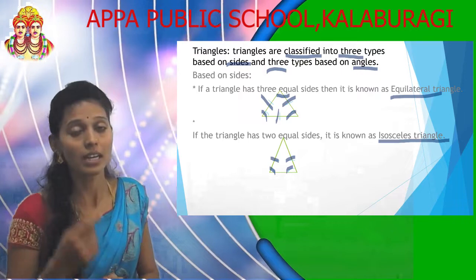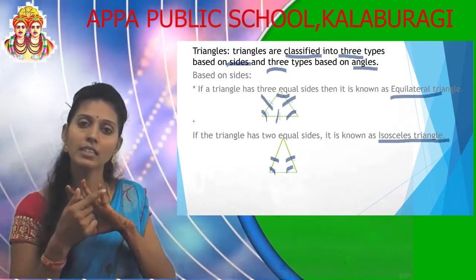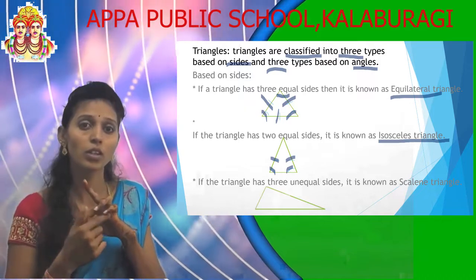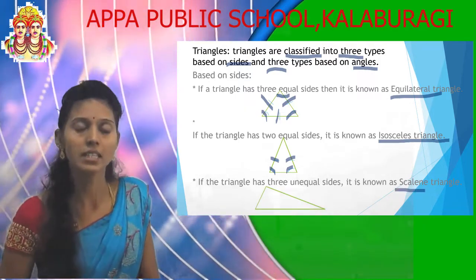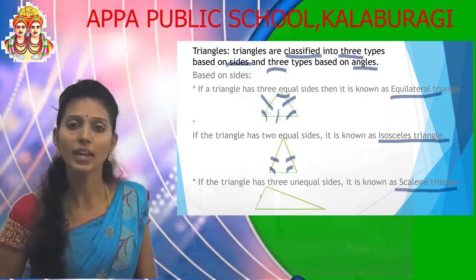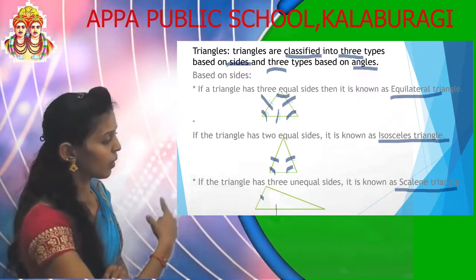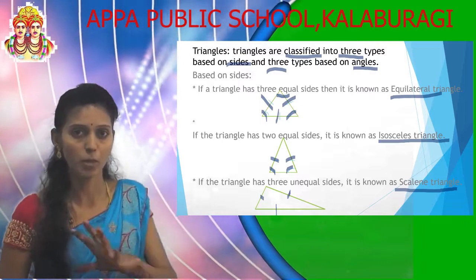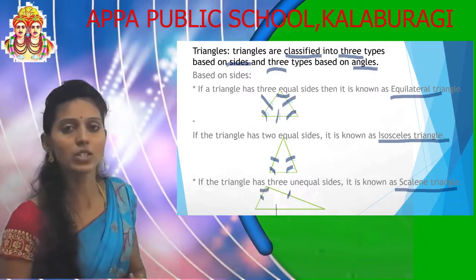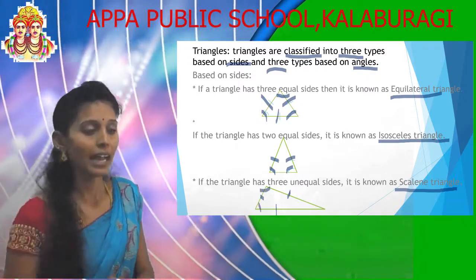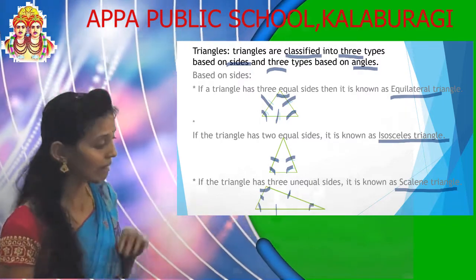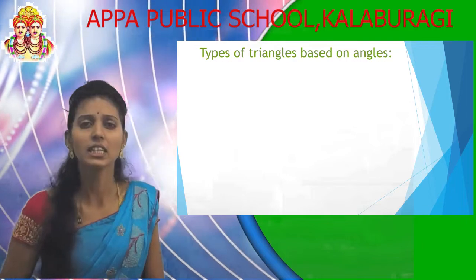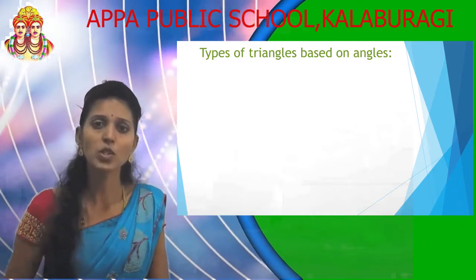Okay, understood? Now, see, 3 sides equal, equilateral; 2 sides equal, isosceles. Then what about the 3 unequal sides? That is nothing but a scalene triangle. You can see here all the 3 sides are of unequal measurement, and along with that, all the 3 angles are also of different measures. Okay, these are the 3 types based on sides.